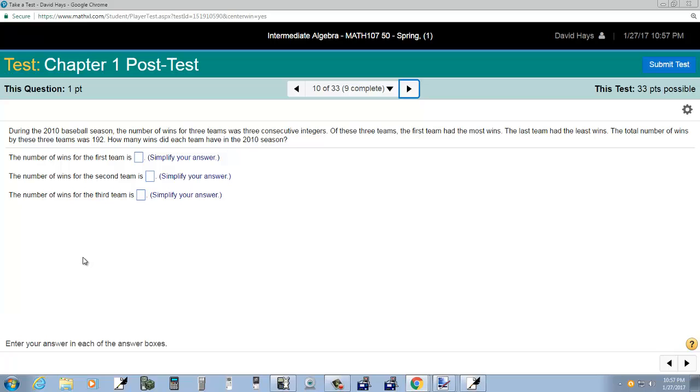During the 2010 baseball season, the number of wins for 3 teams was 3 consecutive integers. Of these 3 teams, the first team had the most wins, the last team had the least. Total wins for these 3 teams is 192.